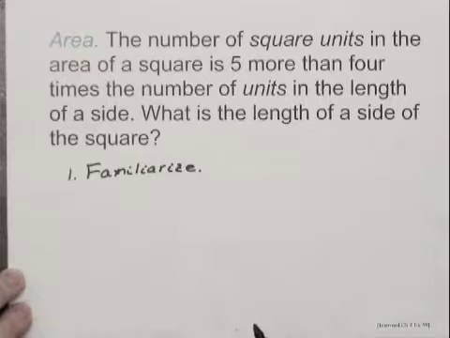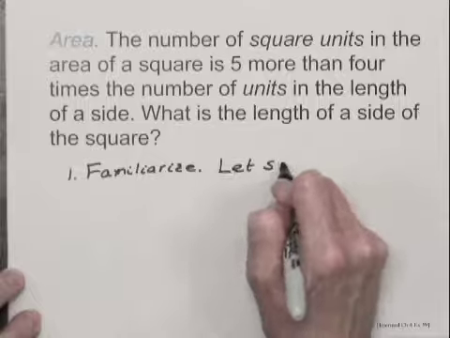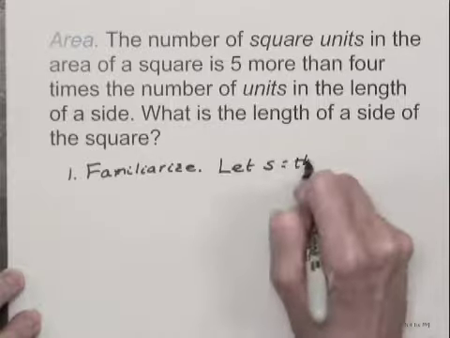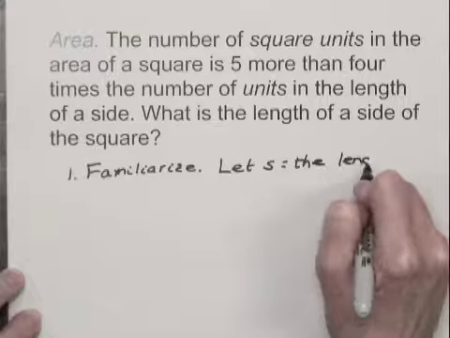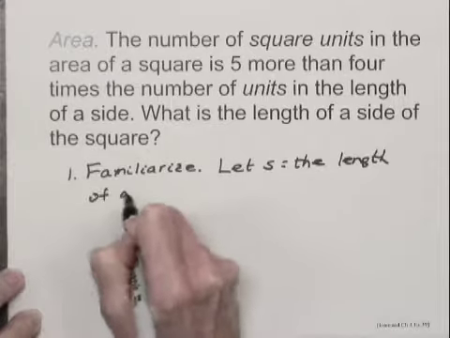And we'll assign a variable to the length of a side of the square, the number that we're trying to find. Let's call it s. So we'll let s equal the length of a side of the square.